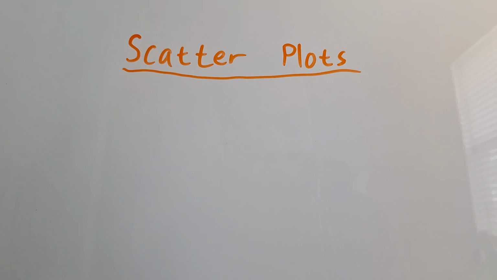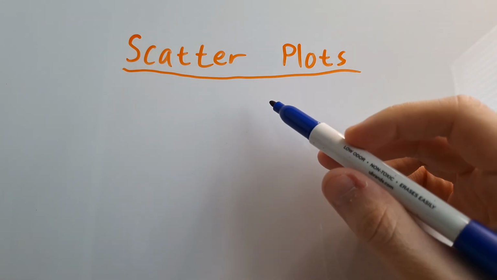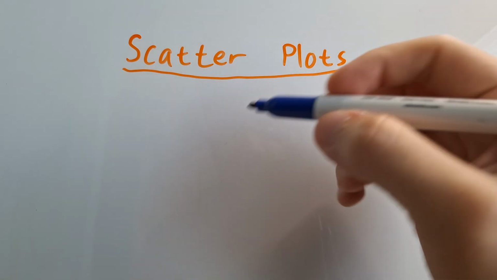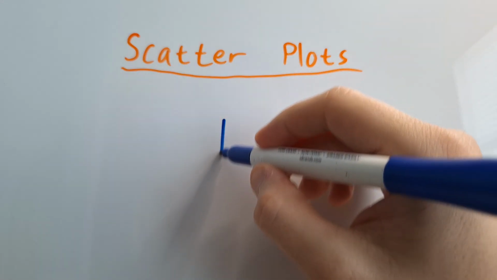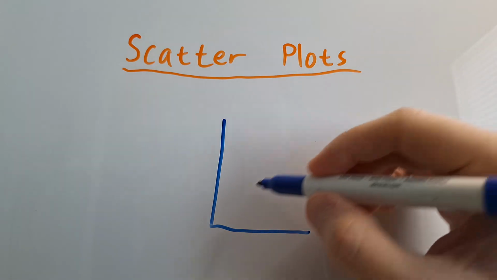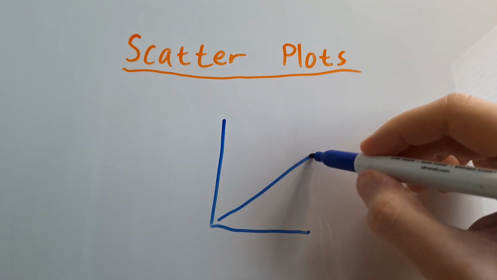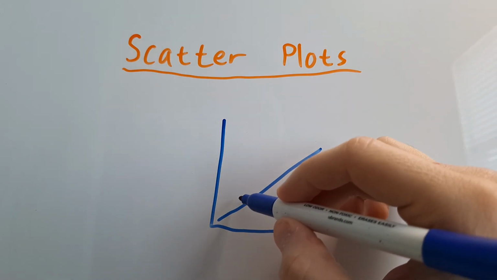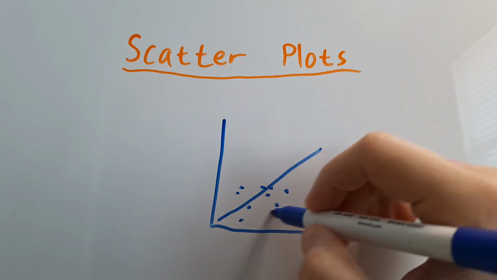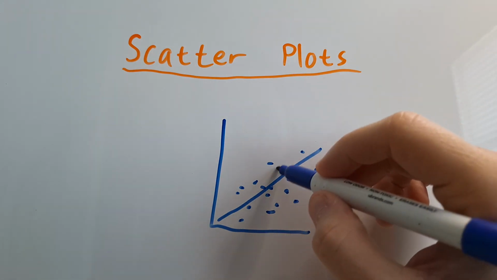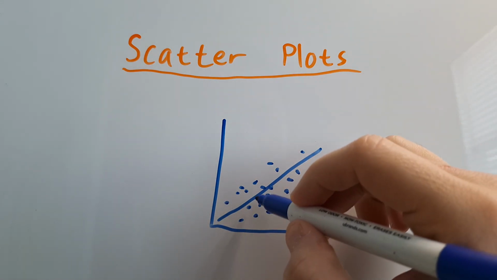Hello everyone, in this video we're going to talk about scatterplots. So what exactly is a scatterplot? I'll draw a rough sketch of one and I'll show you a couple examples of some other types of scatterplots in just a moment. Just drawing some random data points here.